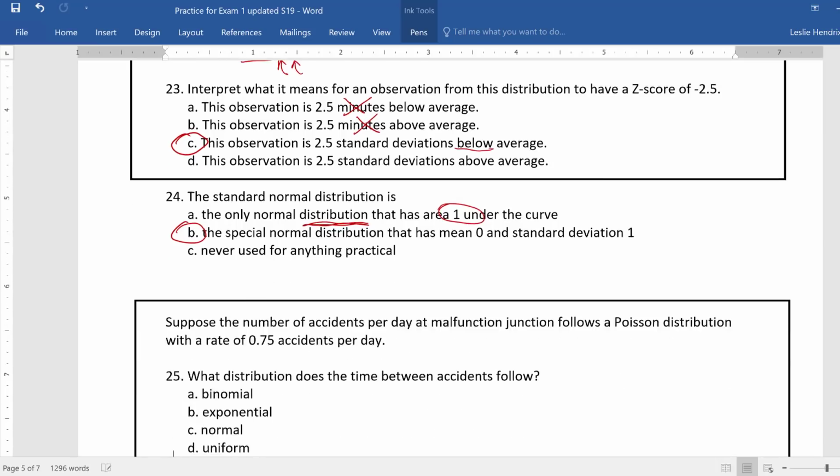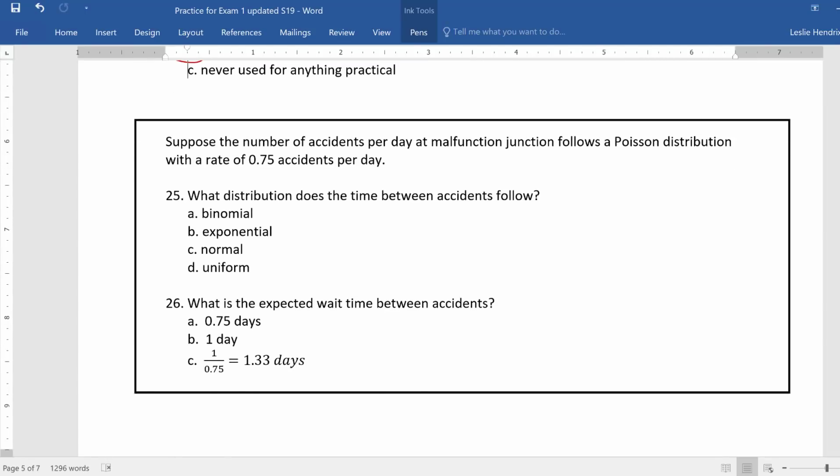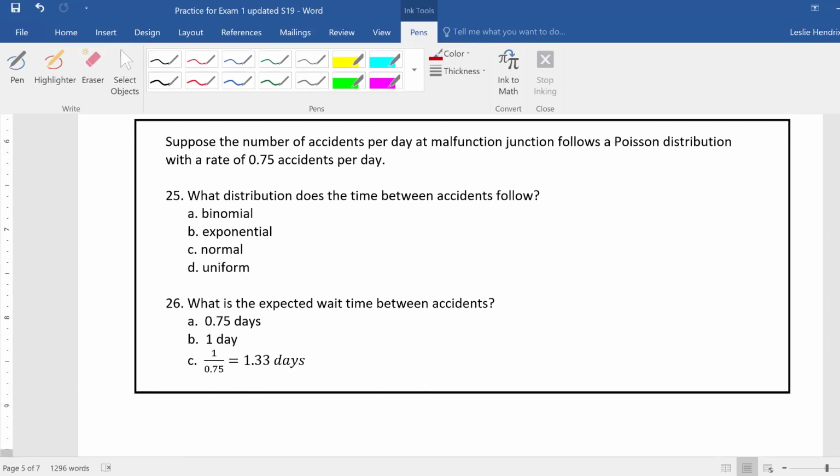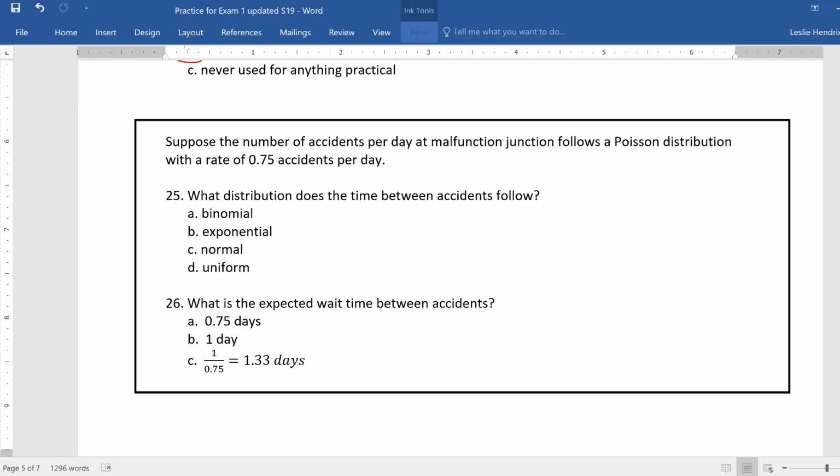Suppose the number of accidents at malfunction junction follows a Poisson distribution with a rate of 0.75 accidents per day. So those of you who are not from the Columbia area, we do have a malfunction junction. It's the I-26/I-20 interchange. That's its nickname. And I actually found out it's way more than 0.75 accidents per day there. I think it's like 3 or something. But anyway, I made up this number when I was doing this example.